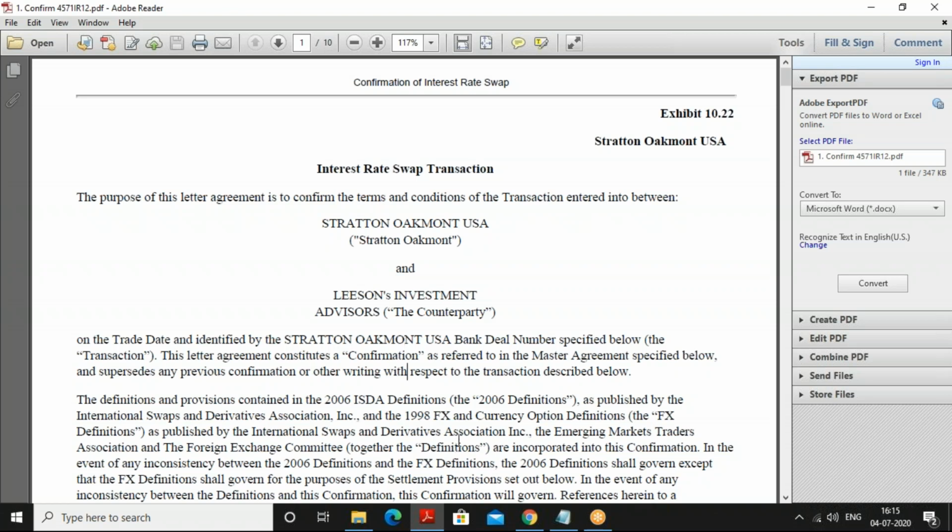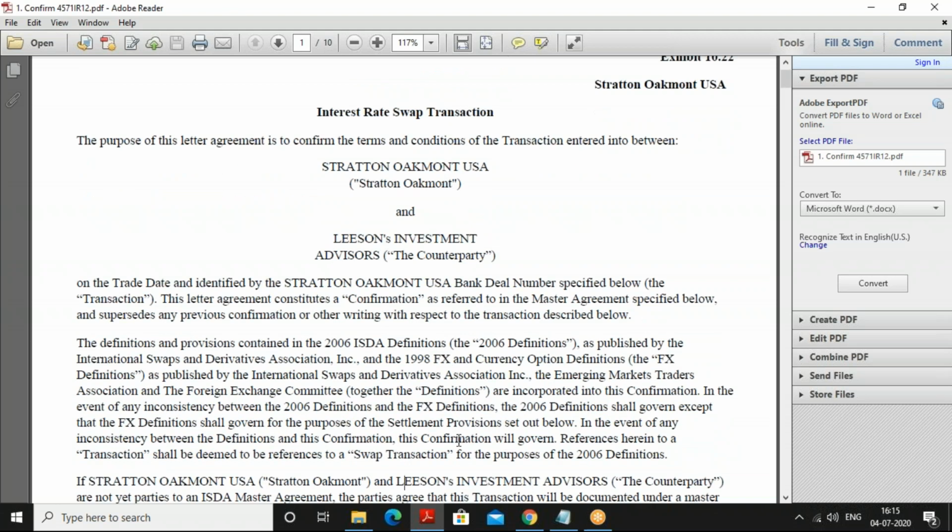Okay, now let's look at the next paragraph. This is a paragraph, but it's actually got only like two lines. It's just an agreement between us. Now, the definitions and provisions contained in the 2006 ISDA definitions, as published by ISDA, and the 1998 FX and currency option definitions, as published by ISDA, the Emerging Market Traders Association, and the Foreign Exchange Committee are incorporated into this confirmation. Wow, what does that mean?